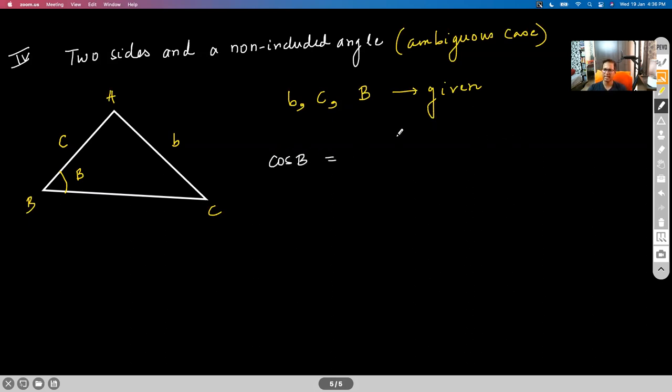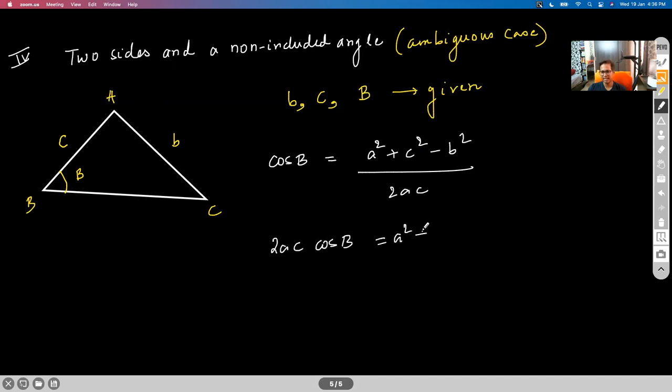So when we apply cosine of B, we end up getting something like a square plus c square minus b square by 2ac. Now please note that b, c are known, a is not known. So in short, it will give you a quadratic expression in a. a is an unknown, mind you. Up till now, we have not found out a. So this becomes a quadratic in a.